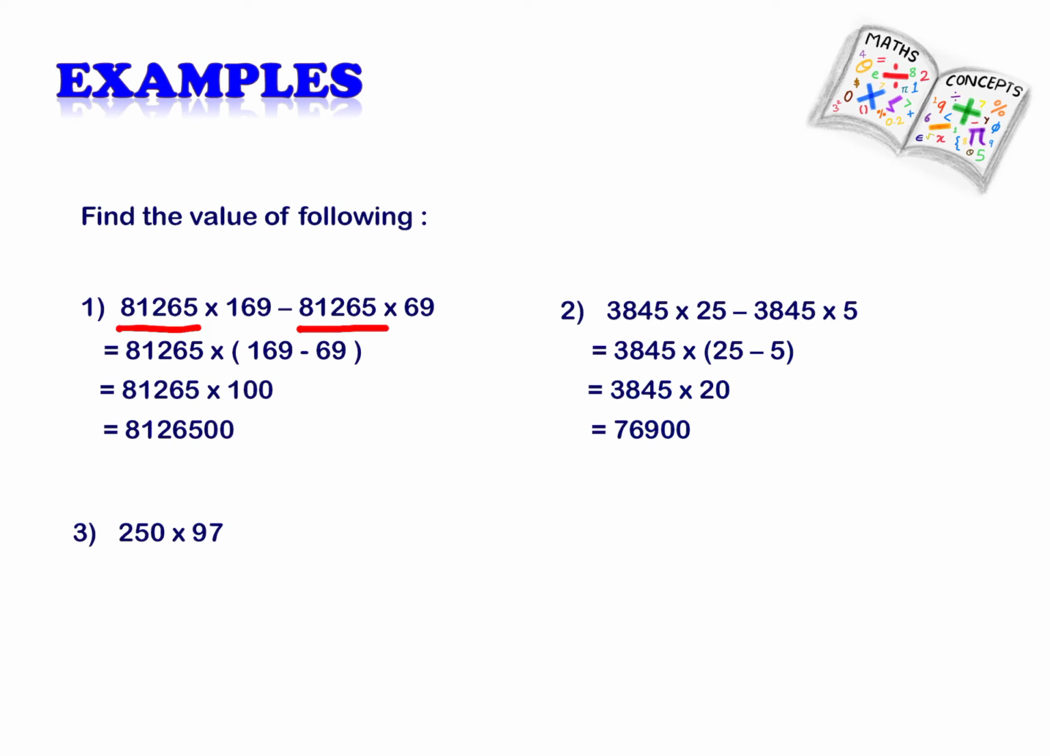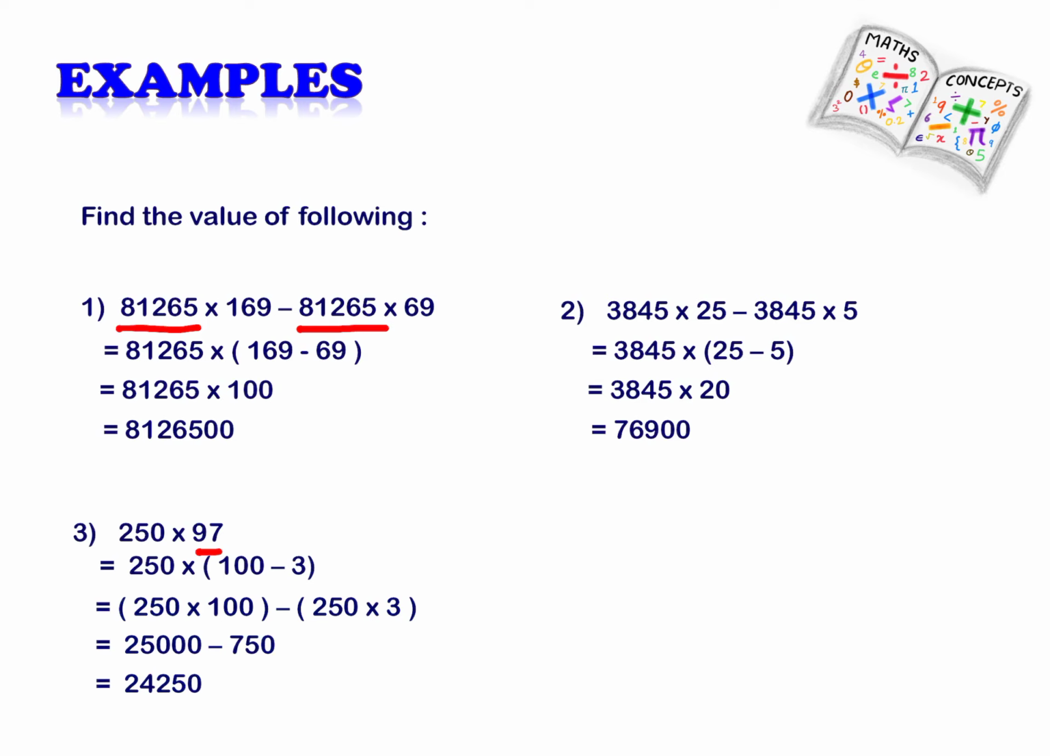Now the third example, 250 into 97. Here I have to represent one of the numbers as subtraction of two numbers. Instead of representing 250 as subtraction of two numbers, it is easier to represent 97 as a subtraction of two numbers, which is 100 minus 3. So we'll represent it as 100 minus 3, which gives me 250 into 100 minus 250 into 3 because of the distributive property. Now here it becomes easy, 25,000 minus 750, which gives me 24,250 as the answer. So this distributive property has made our calculations really easy, right?